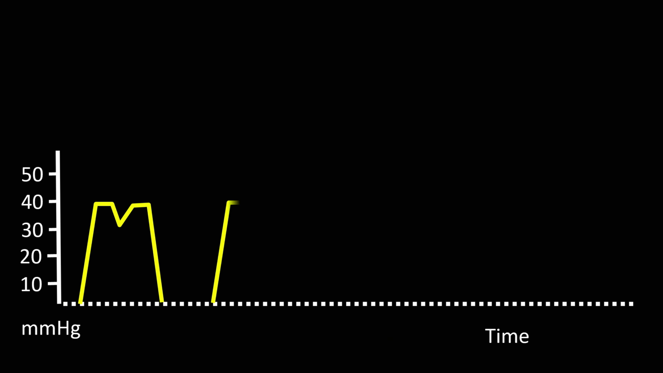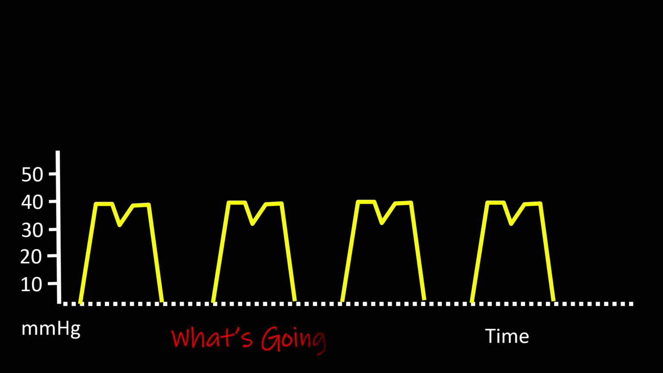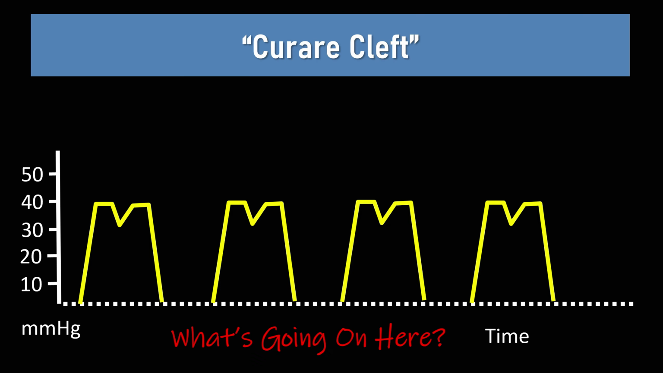What about this picture here? Well, what's going on here is you can see the patient is exhaling, but there's a little bit of a divot in the exhalation waveform, and it's happening in every waveform. This is a patient who's on a ventilator who is trying to breathe themselves. Usually this is when the patient is partially paralyzed and they're coming out of their neuromuscular blockade, and it's known as the curare cleft.